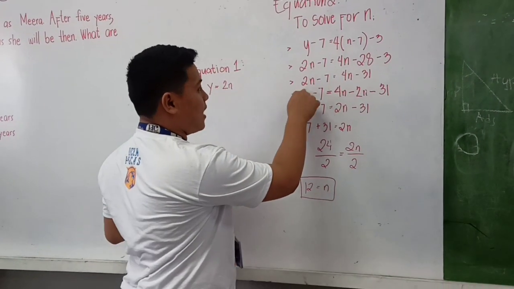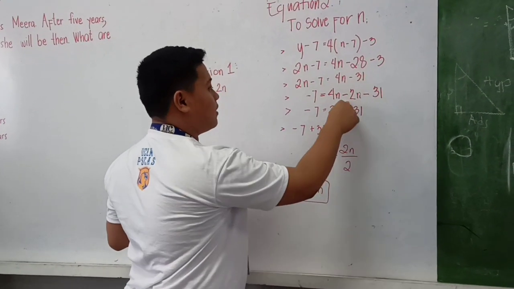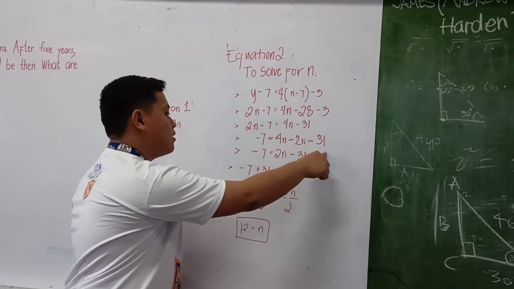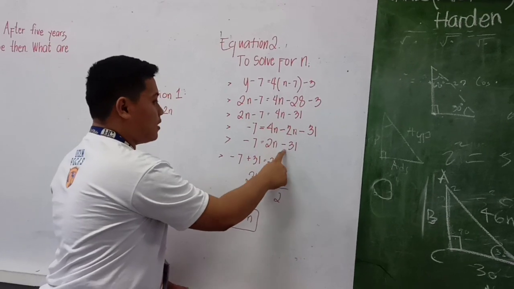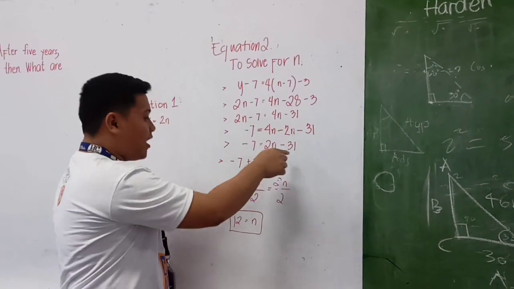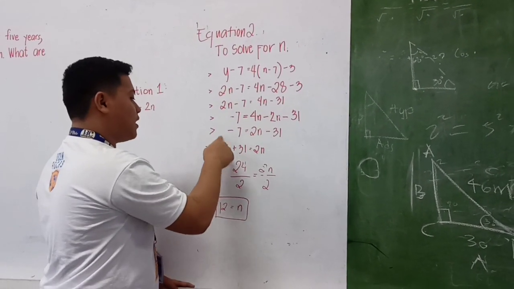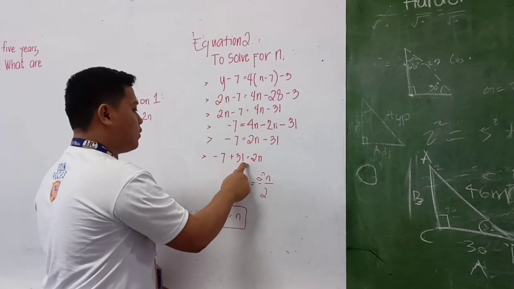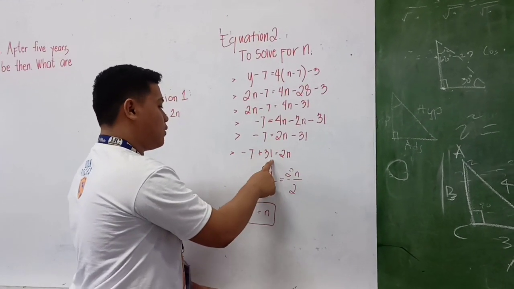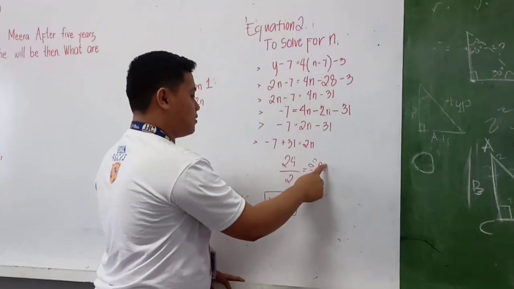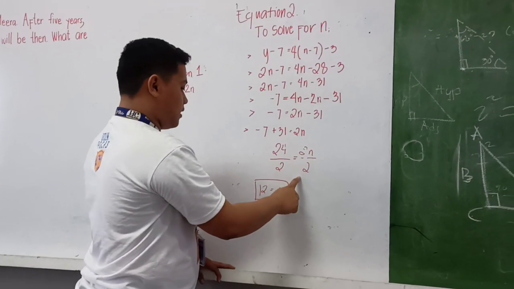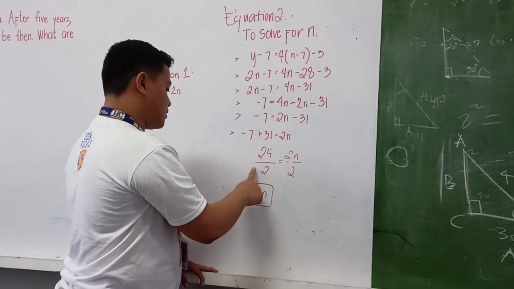So we need to transpose 2n to the right so that it becomes negative: 4n minus 2n minus 31. Then negative 7 equals 4n minus 2n, which is 2n. Then copy negative 31. Then we have to transpose negative 31 to the left so that it will become positive. So negative 7 plus 31 equals 2n. Then negative 7 plus 31 equals 24. Then copy 2n. So that we can cancel out, we have to divide both sides by 2. Then 24 divided by 2 equals 12 equals n.